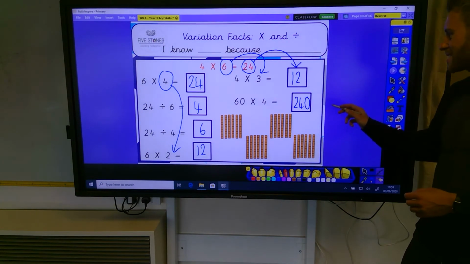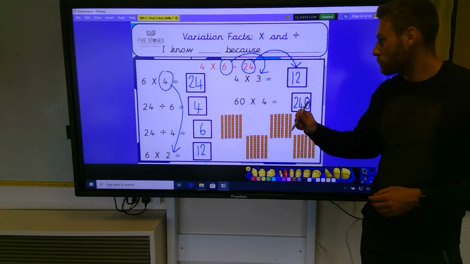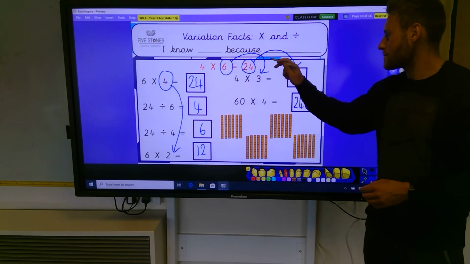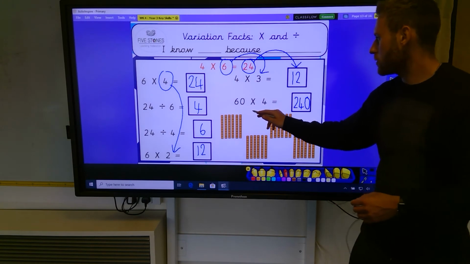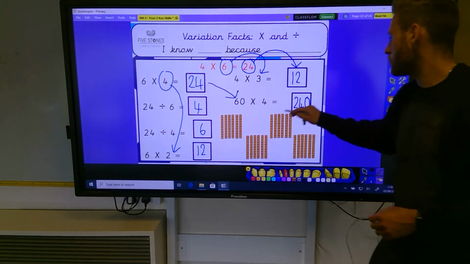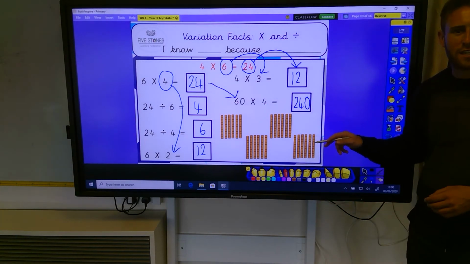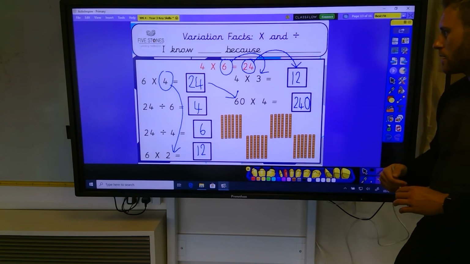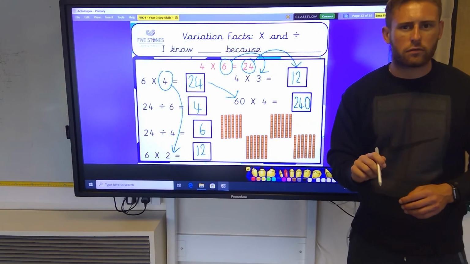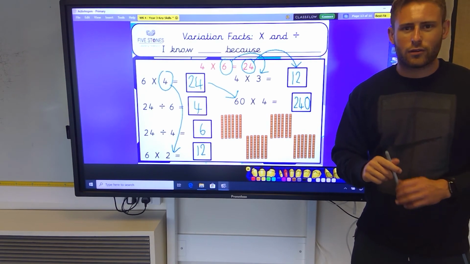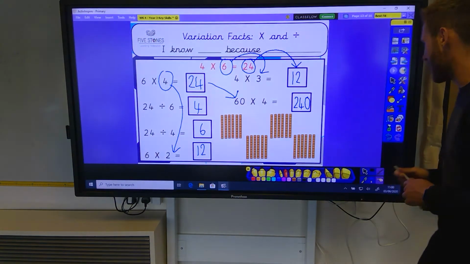240. Great, so because I knew 4 times 6 is 24, I knew 6 times 4 was 24, so I knew 60 times 4 was 240. So because we know this fact, we know many other different facts. Hopefully you were working alongside me there.